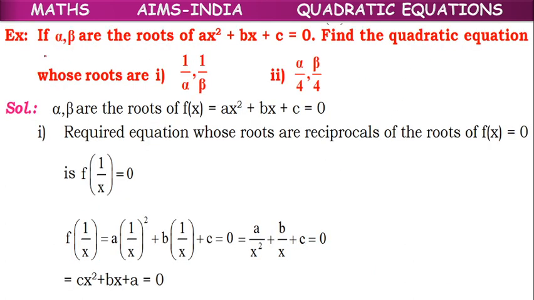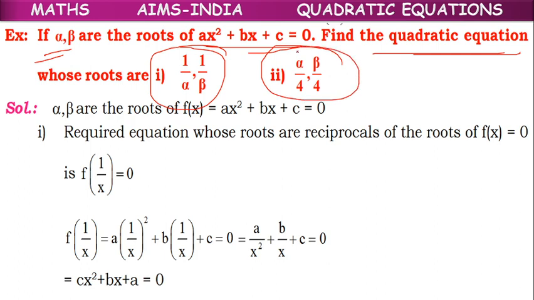Next, if alpha, beta are the roots of ax square plus bx plus c equal to 0, find the quadratic equation whose roots are 1 by alpha, 1 by beta, and second question, whose roots are alpha by 4, beta by 4.